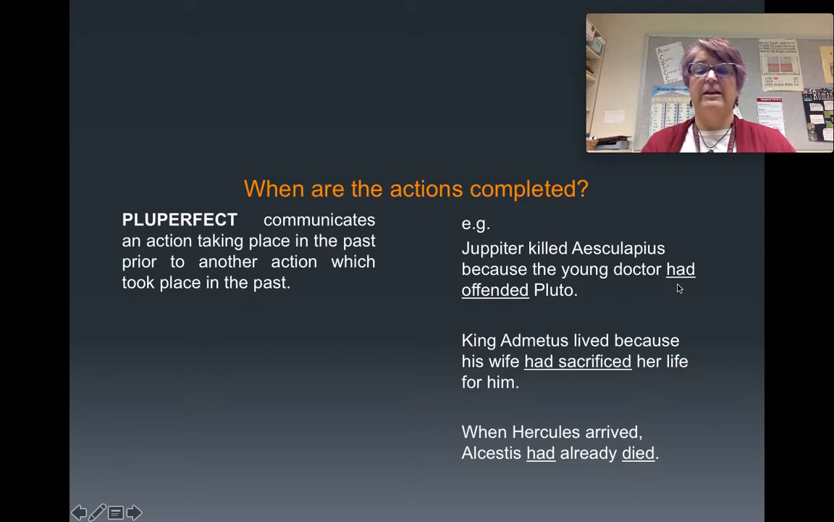So be very certain that you understand that the pluperfect tense, which is had plus the past participle form of the verb in English, is used to communicate sequence of actions when two actions in the past are being talked about at the same time. You must use the pluperfect to talk about the one that happened first.